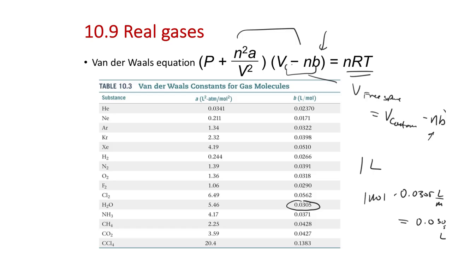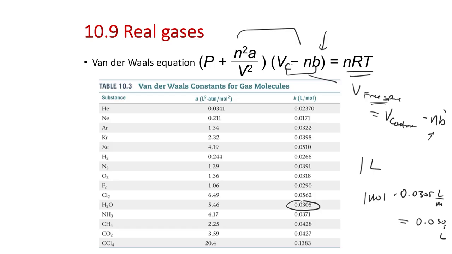So not too bad. But if we continue to put more gas into the container, we're going to have a bigger issue. The more gas we try to put into that container, the larger the deviation we're going to have in terms of the container volume versus the free space volume. So this is a way of trying to correct the container volume to be the free space volume. We're just subtracting off the space that's being occupied by the matter.